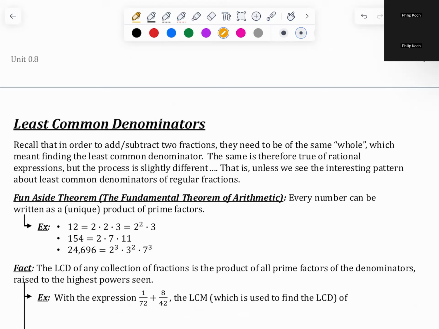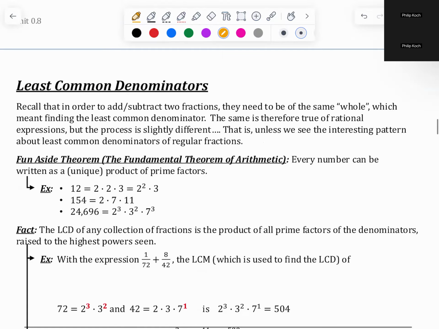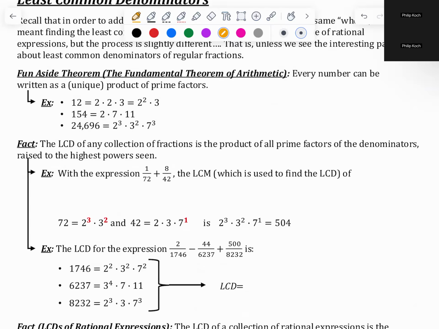24,696 is 2 cubed times 3 squared times 7 cubed. So you can do this for every number. Every number can be written as a product of prime numbers. And so the LCD of any collection of fractions is the product of all the prime factors of the denominators raised to the highest power present.